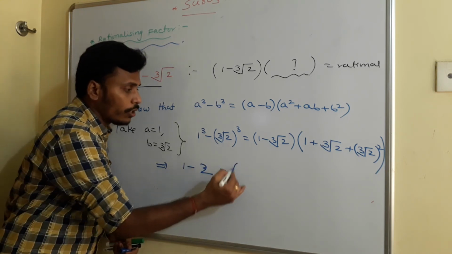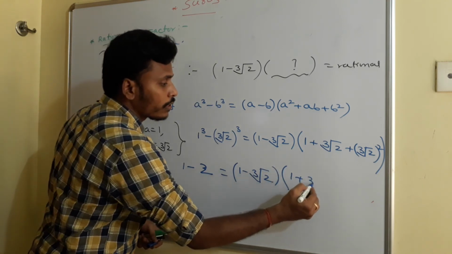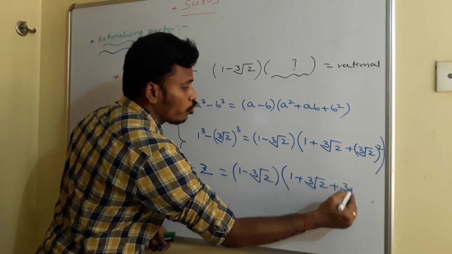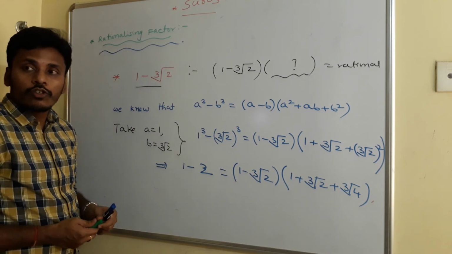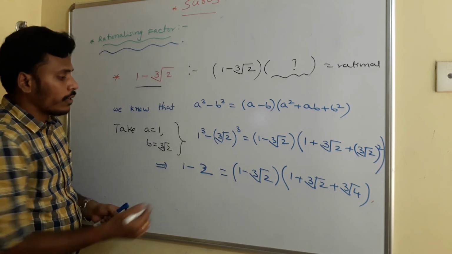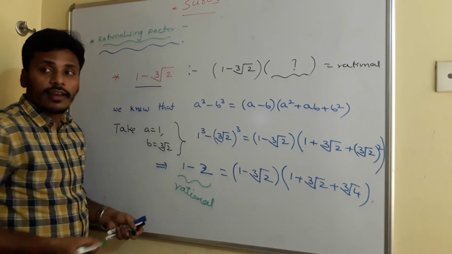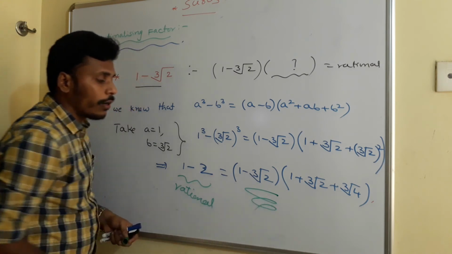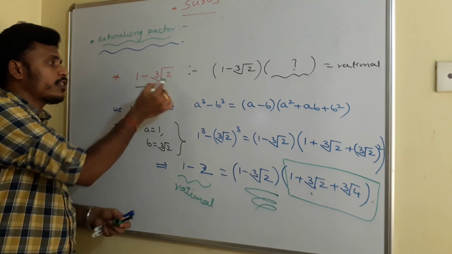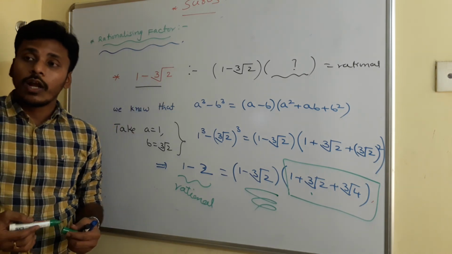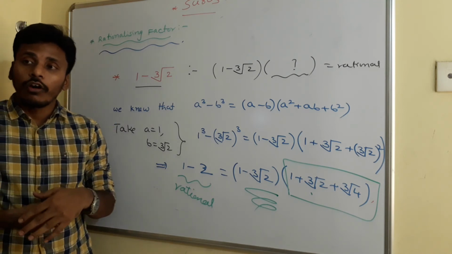1 minus 2 is equal to (1 minus cube root 2) into (1 plus cube root 2 plus cube root 4). Right? See, 1 minus 2 is clearly a rational number. Since 1 minus 2 is a rational number, we are multiplying this 1 minus cube root 2 with this number. So this is the rationalizing factor for 1 minus cube root 2. And this is the way to find the rationalizing factor for binomial surds involving cube roots.